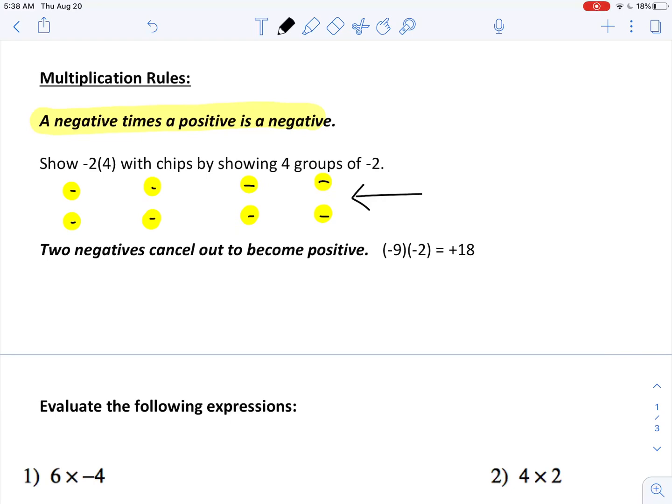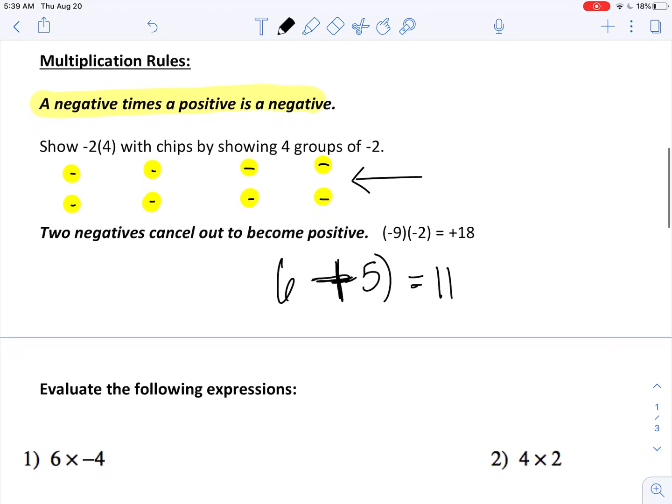And like we saw yesterday when we did 6 minus -5, when we had the minus negative, it ended up being just like addition. So those negatives canceled out, and so will these. So two negatives will cancel out to be a positive. So negative 9 times negative 2 is a positive 18. And these are the two multiplication rules that I really want you guys to think about as we move ahead in our class.